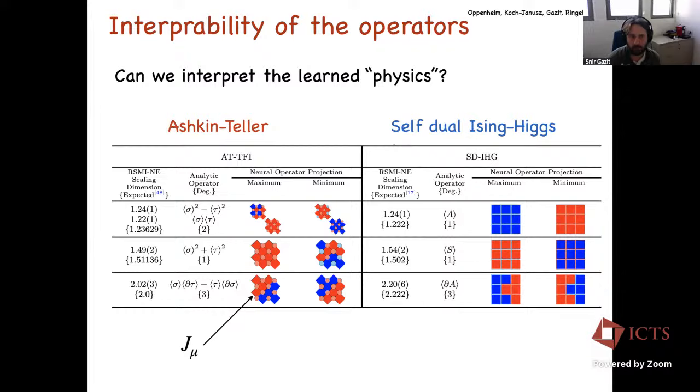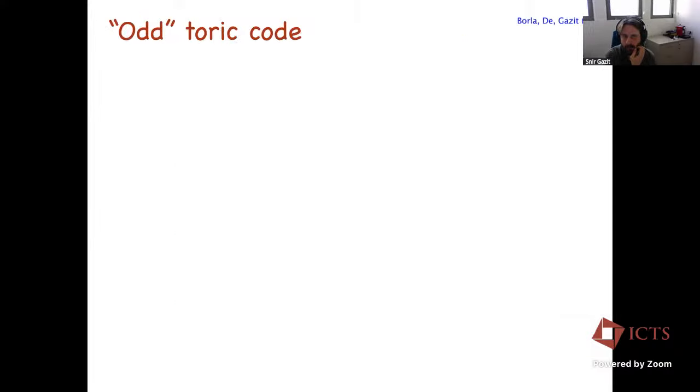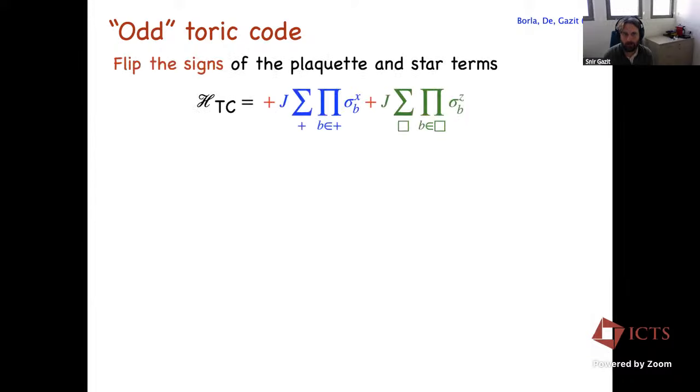So now let's tweak a bit this toric code model. And as I said before, the even toric code model worked in the background of vacuum. There were no anyons around. Let's look at the odd version of this model where we reintroduce our anyons to the problem. And this can be done very easily by flipping the signs of the plaquette and the star terms.